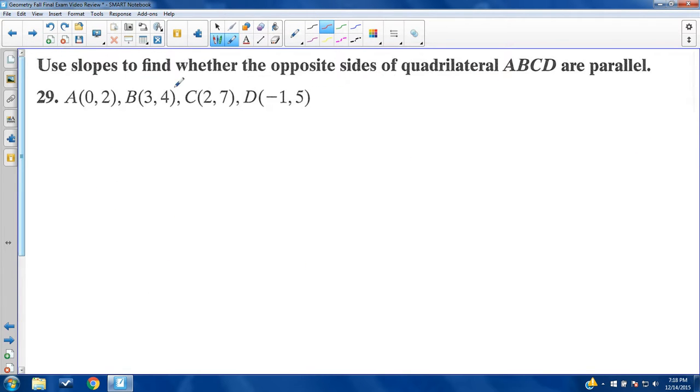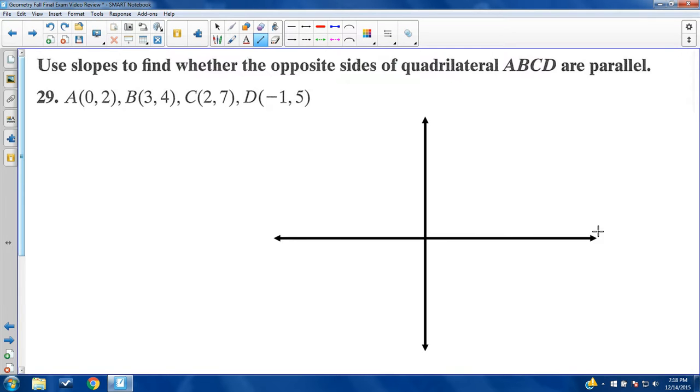Okay, use slopes to find whether the opposite sides of quadrilateral ABCD are parallel. Okay, this one is a lot more work, and honestly, I don't know if I'm going to graph this one. I might have to. I'm going to do a rough graph, though. I'm not going to do all the tick marks. A is at 0, 2. See, I'm just going to do it like this.